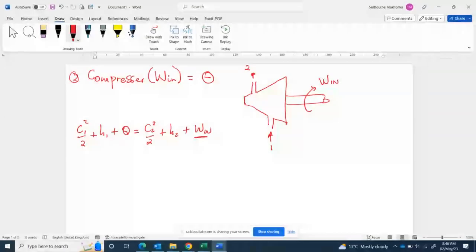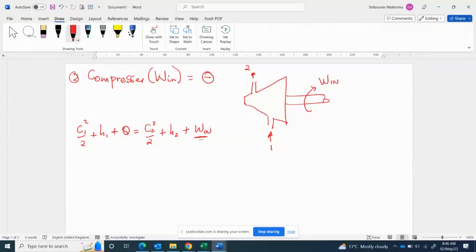You calculate work input, your answer is going to be negative. So for an online test, if your answer is negative, you must put negative. Because even if the answer is correct and you put the wrong sign, the system is going to mark it wrong. I repeat, for an online test, if your work input is negative, please put a negative sign. Because if you put a positive sign, it means we are not dealing with the compressor, we are dealing with the turbine. That is very, very important.